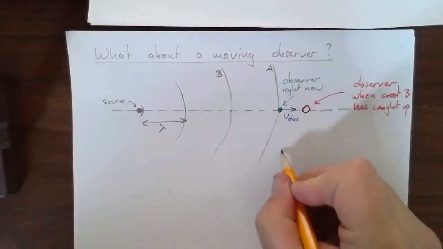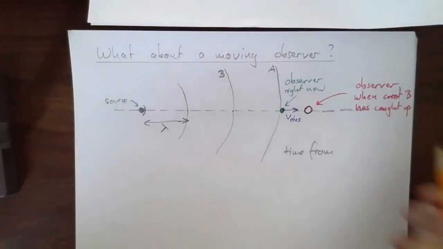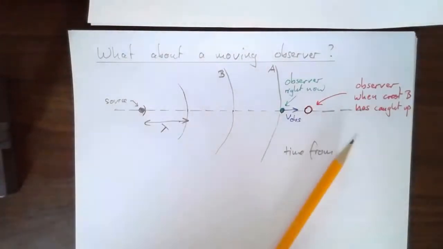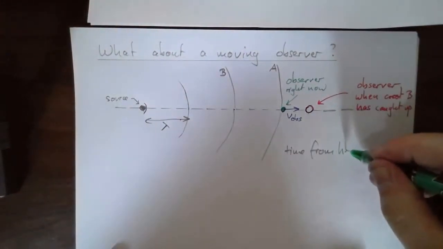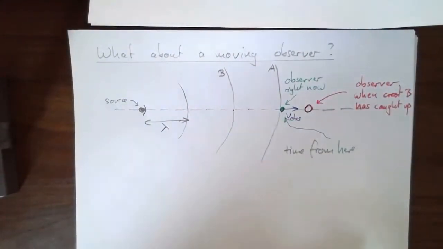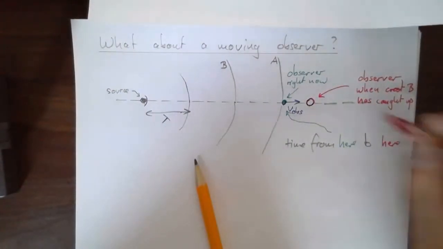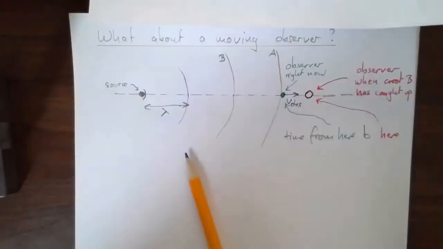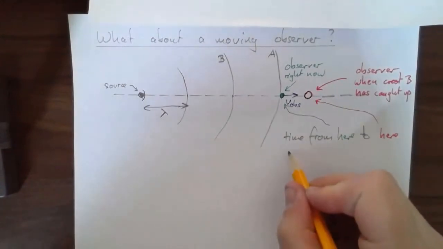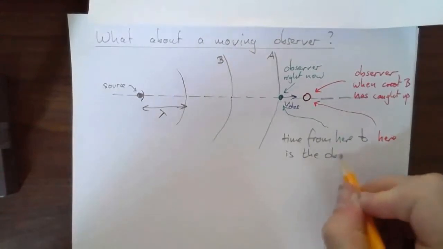So the time from here to here, that time is the received period, the observed period, let's call it that.